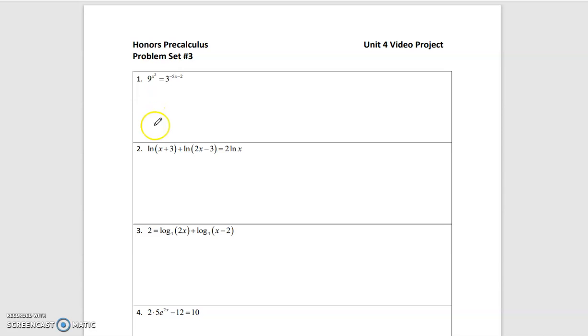And a disclaimer, I'm probably going to use more than one box for these problems, but this is only for the first problem. Just a disclaimer.